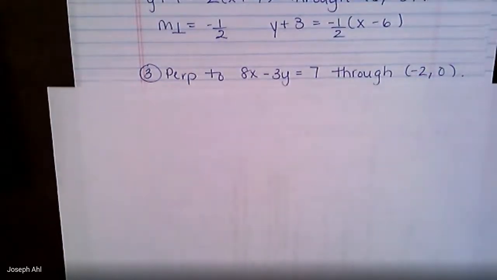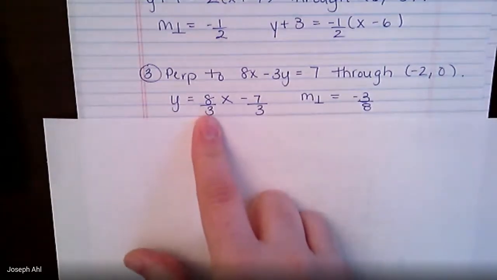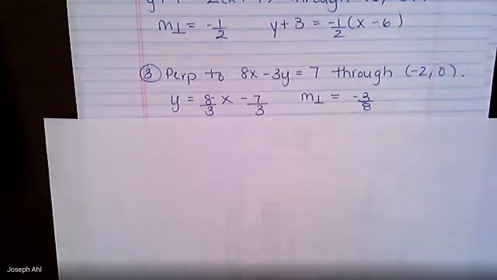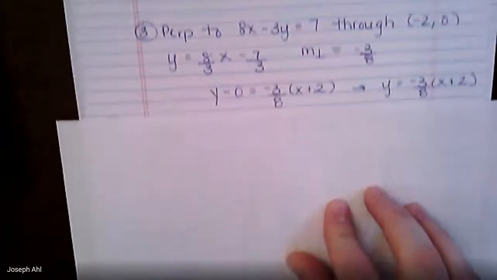I want to go through the point -2, 0. So you can see how I got that line with y alone. Here's my perpendicular slope. So the equation would be something like this. Okay.